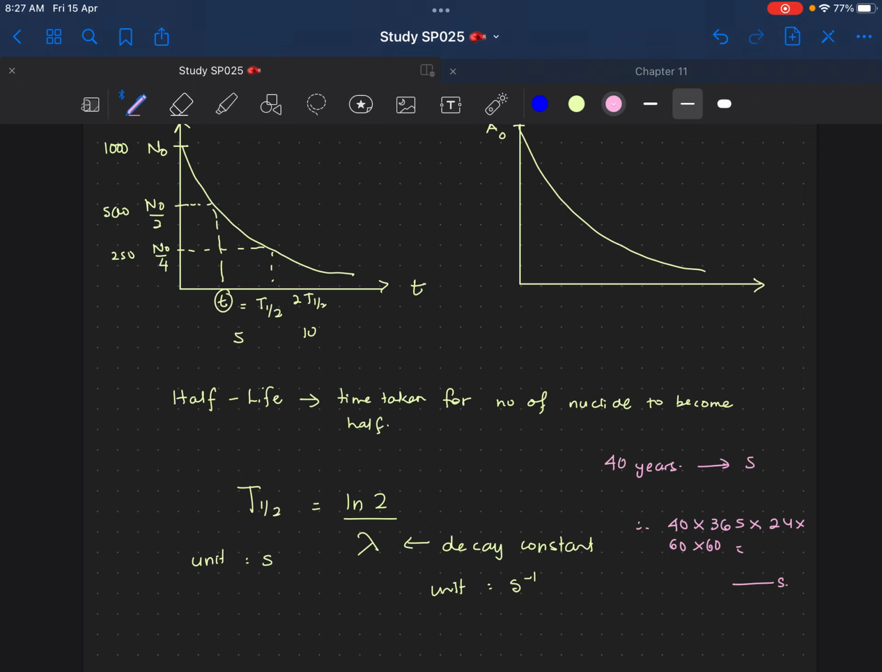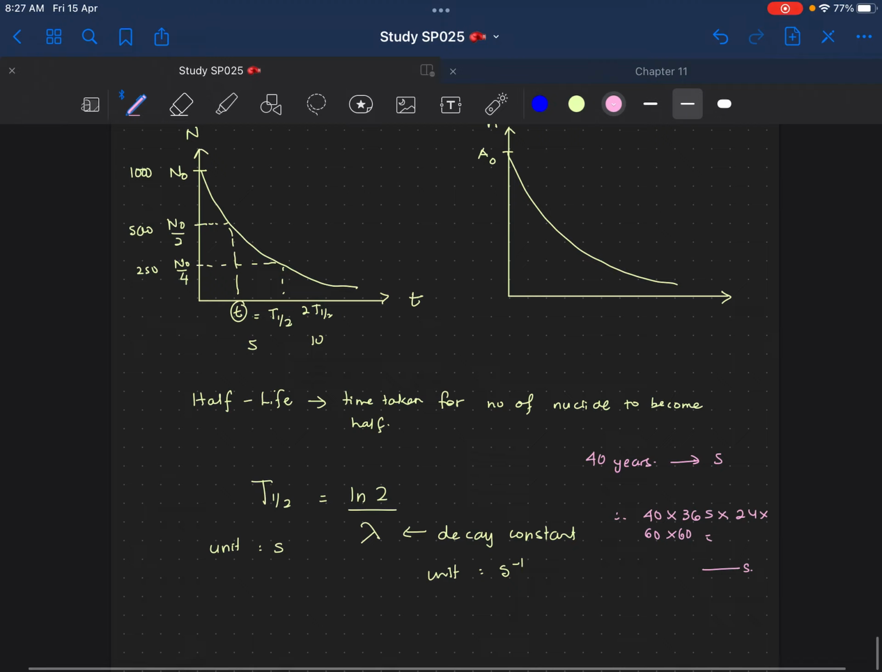So this topic is very simple. You just use the formula. We will look at a couple of examples to see where we can use the formula. Okay, thank you.